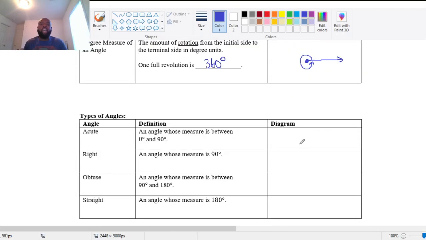There are also vocabulary terms that we can use for angles that show up in geometry that you may remember. For instance, an acute angle is an angle whose measure is between, not including, but between 0 and 90 degrees.